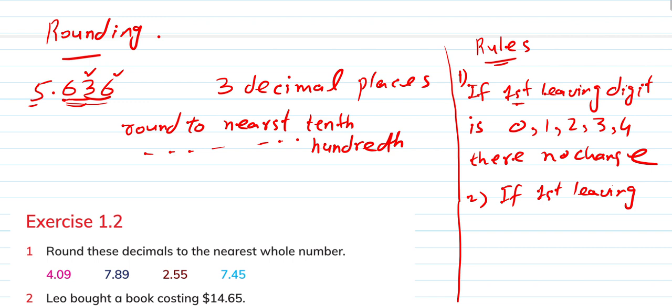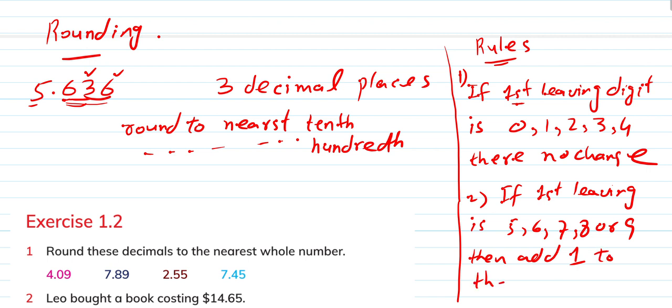Okay? Just practice you will do with me. If the first leaving digit is any one from 5, 6, 7, 8, or 9, then what you will do is add 1 to the digit on the left. Okay? Always for rounding, it doesn't matter whatever type of rounding you are doing.